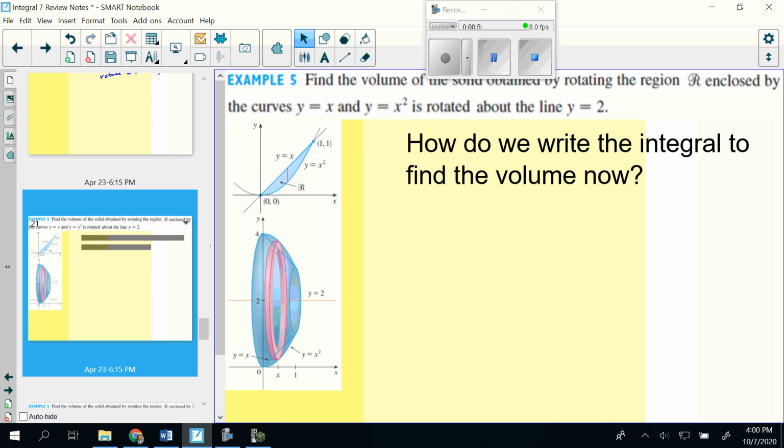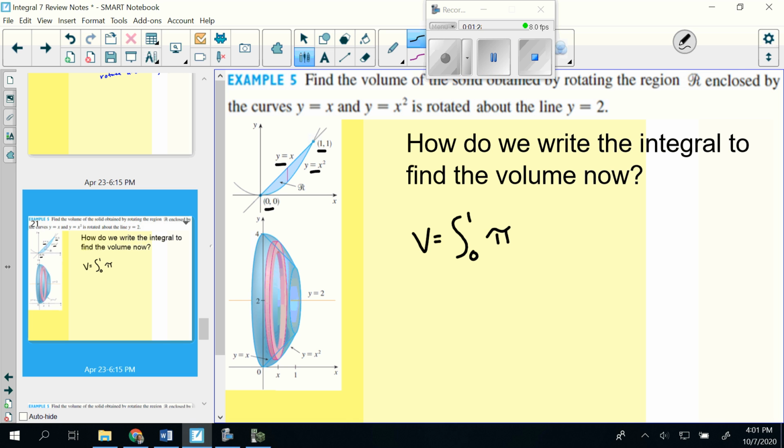So how do we handle a problem if it's not the x-axis? Well, what we're going to have to do is adjust what our functions are going to be. So let's start with our volume function here. It's going to be the integral. If we look at these two functions, x and x squared, there's the region enclosed by those. We can see it's going to be an integral from 0 to 1. So nothing has changed there.